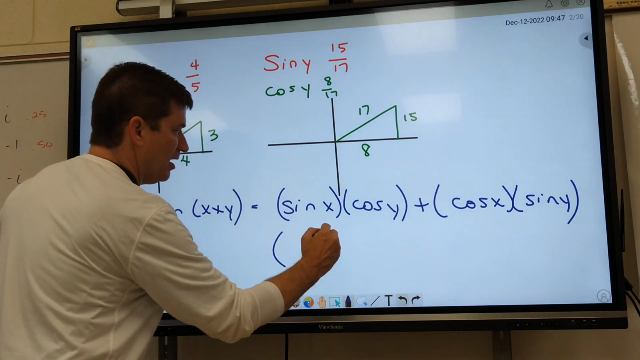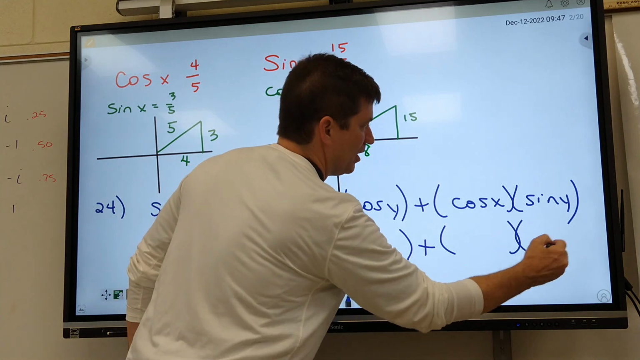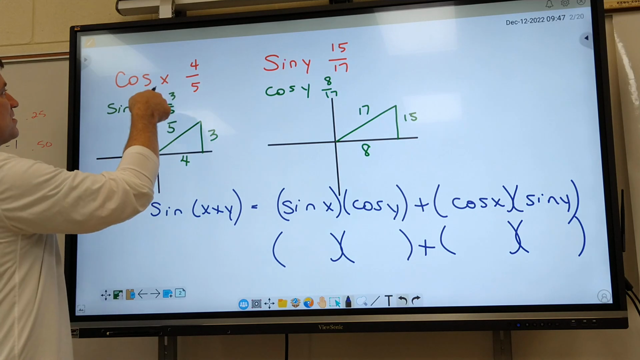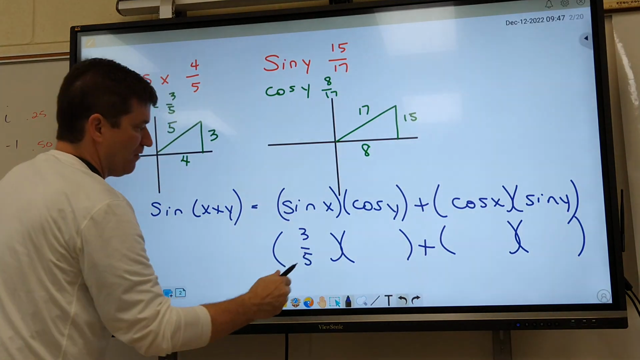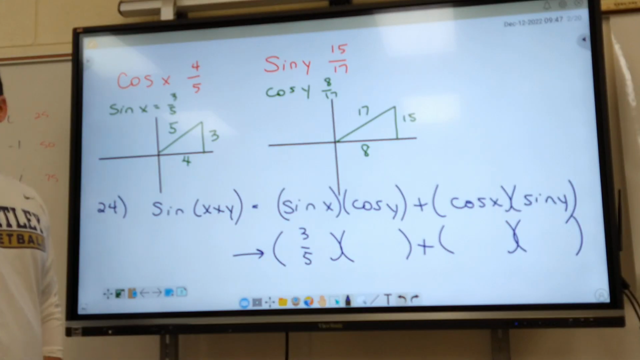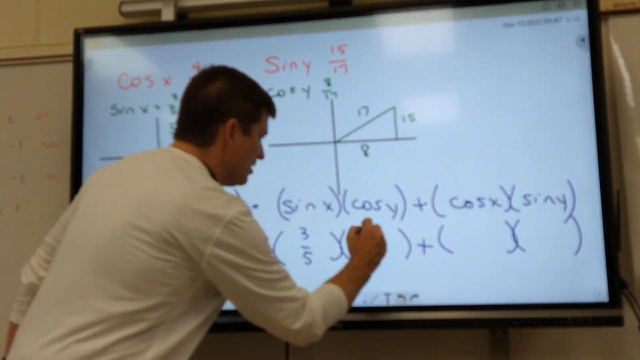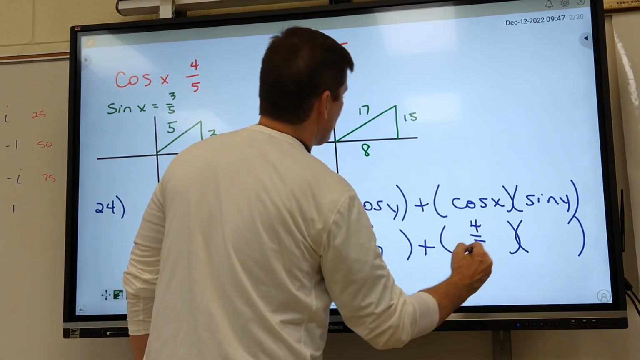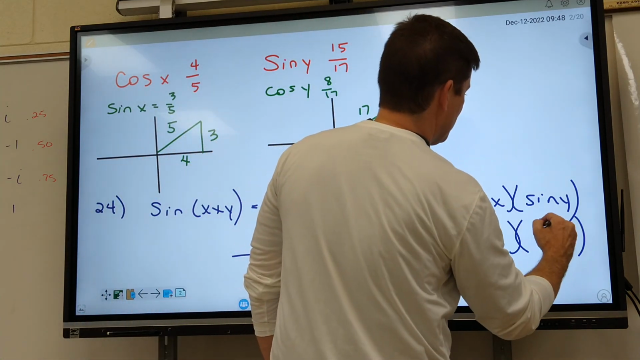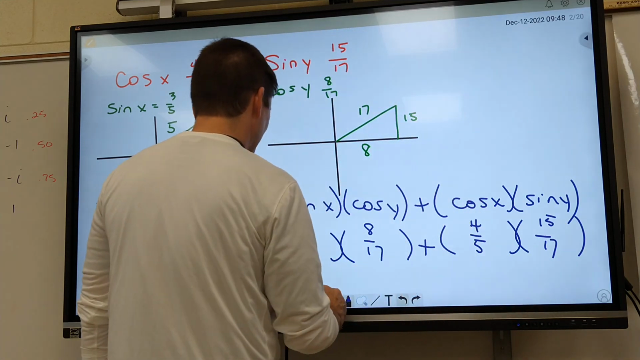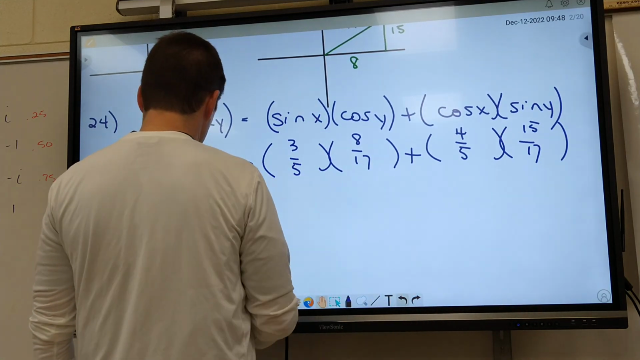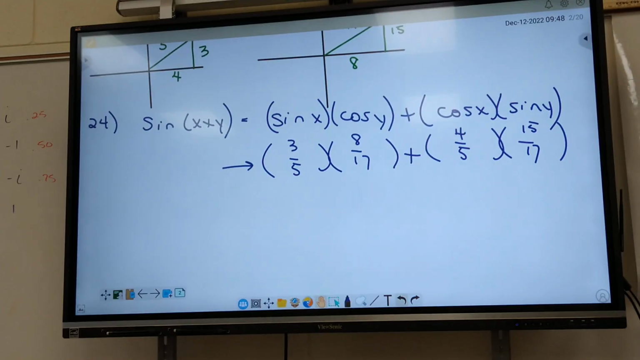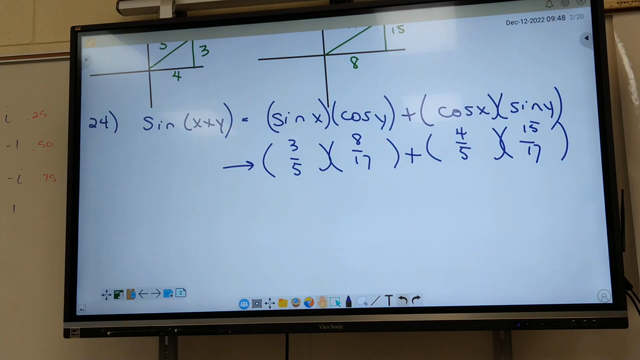You're going to plug in 4 fractions and then put it in your calculator. And Hope, where do we get the fractions from? You just look up here. Sine x is 3/5. Cosine y is 8 over 17. Cosine x is 4/5. Sine of y is 15 over 17. I don't know if this is that hard. I know doing the first one, it takes a while because you have to draw your triangle and find all the fractions. All right, now plug that in your calculator and you've got your answer.